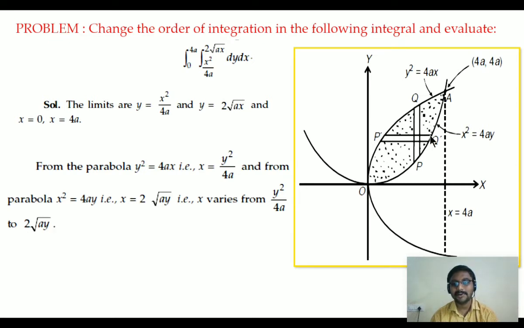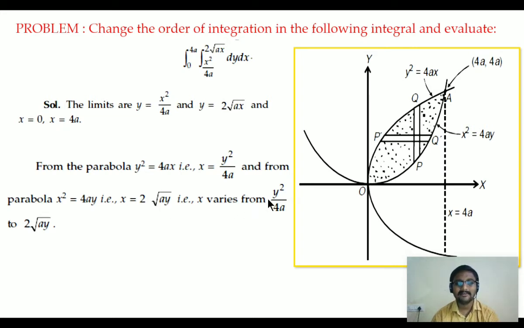So according to the new strip, that is the new strip horizontal to the x-axis, the left part touches the parabola y square equal to 4ax. In this, x is y square by 4a. Thus, the lower limit of x is obtained, and the right side touches x square equal to 4ay. Here x is 2 root ay. Thus the upper limit of x is obtained.